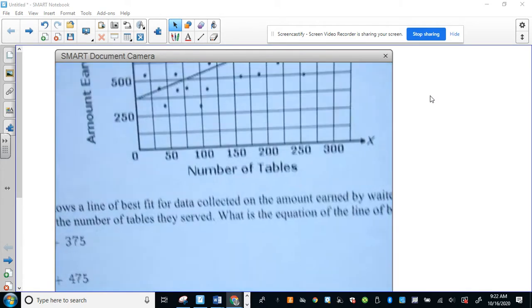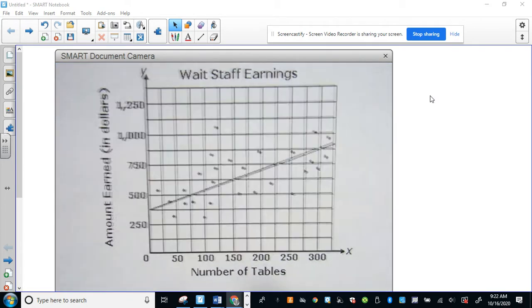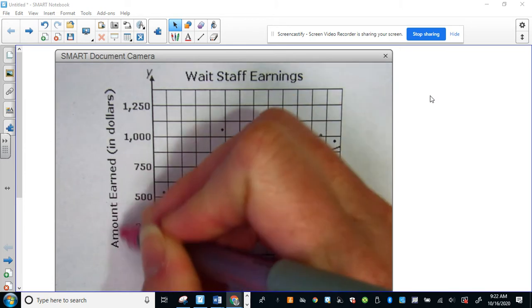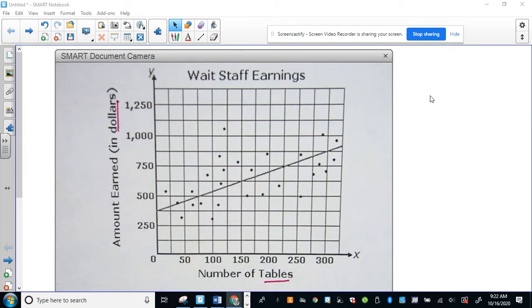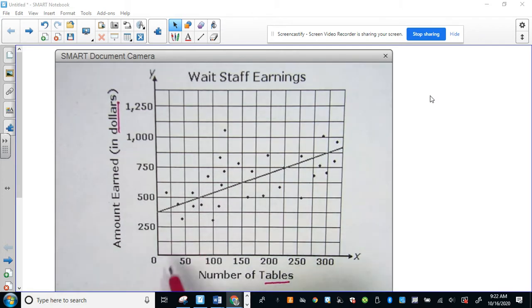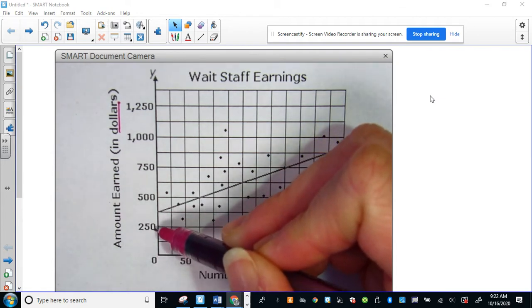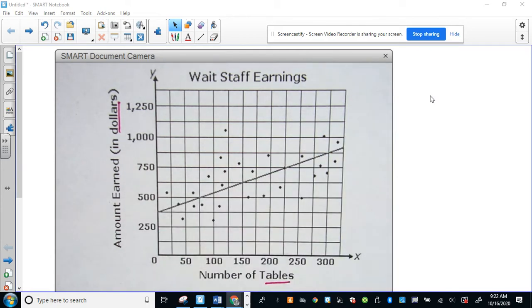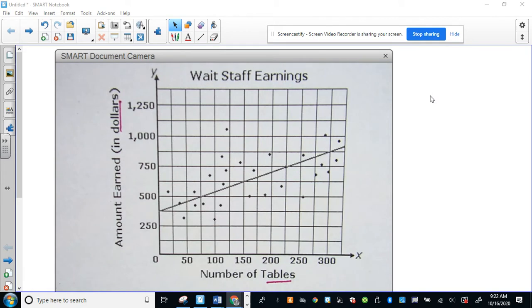Here, number 2, we have wait staff earnings. This is the number of tables that they wait on, and this is their earnings in dollars. Pay close attention to your X and Y axis and what they're using to go up by. Like here, it looks like we're going up by 25s. Here, we're going up by every 2 lines is 250, so 125 every time. So we're looking again. Number 2 asks for an equation of a line.